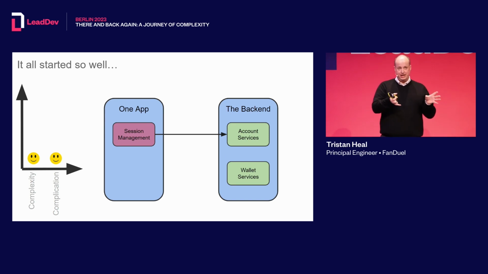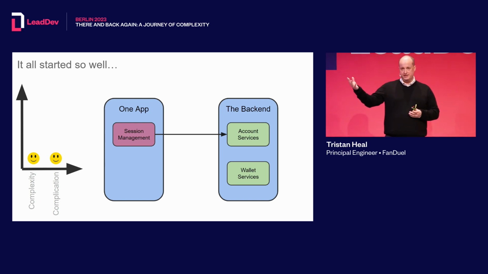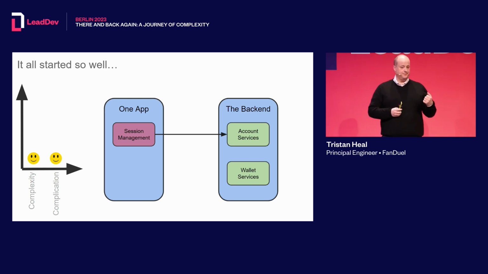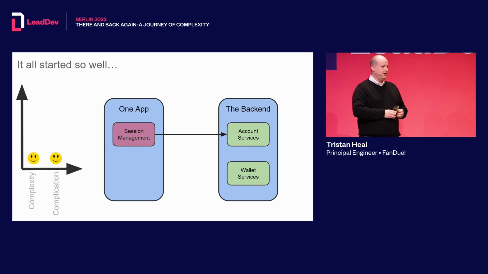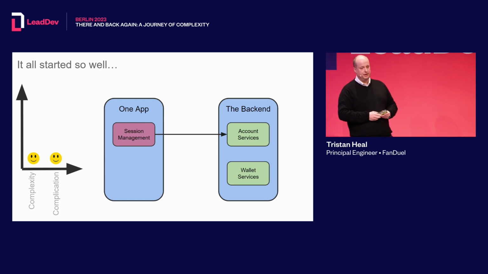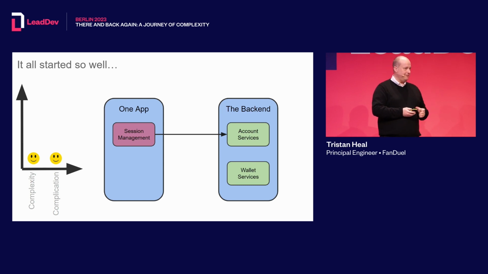So we had a single application. It was great. It did lots of things. One of the things it did was session management. And it interacted with a backend. And the backend did a large number of things. Two things that the backend does is it provides account services, so the ability for users to sign up or to log in. And also it provides digital wallet services, so the ability for people to add funds to the digital wallet or draw down from it. Complexity is low, complication is low, everyone's happy.